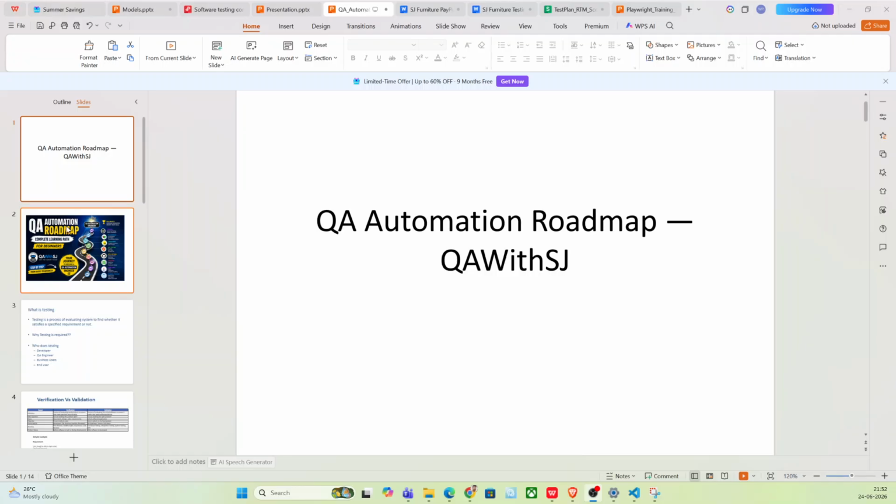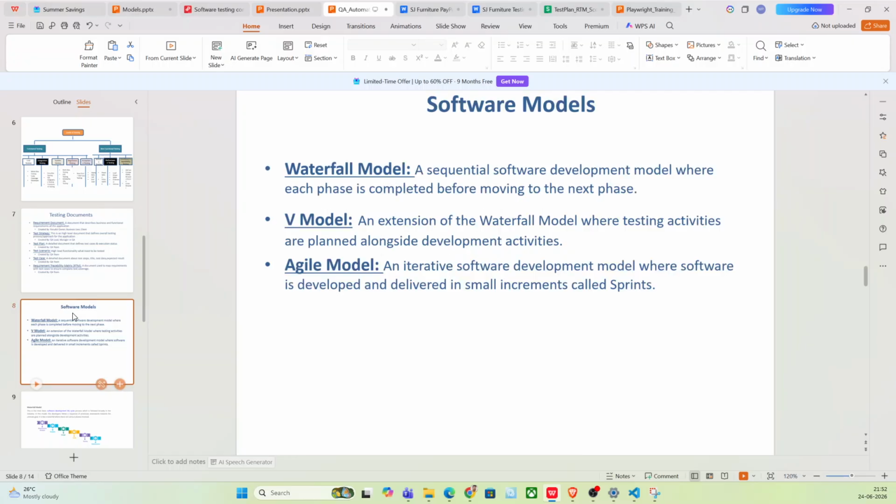Today we are going to discuss software models. These software models are very important when we are delivering a software product. At the end of the day, our end goal is to deliver a product to the market, right?